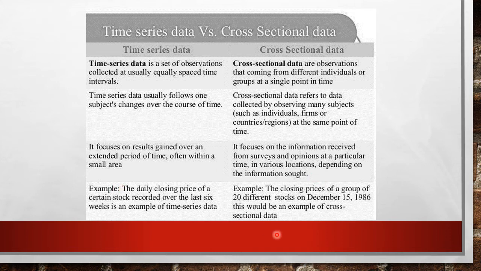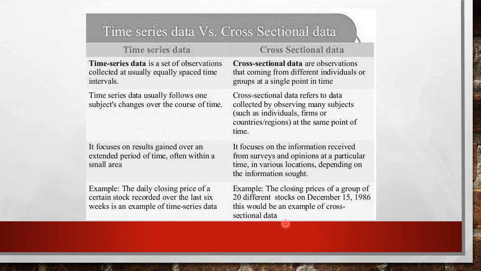Here it has given some examples. Under time series, the daily closing price of a certain stock recorded over the last 6 weeks is an example of time series data. What time period have they considered? They have considered the last 6 weeks. They have considered the daily closing price of a certain stock over 6 weeks of time.